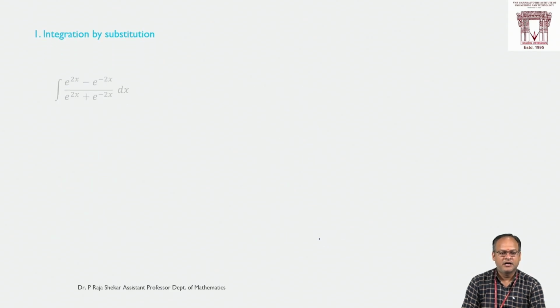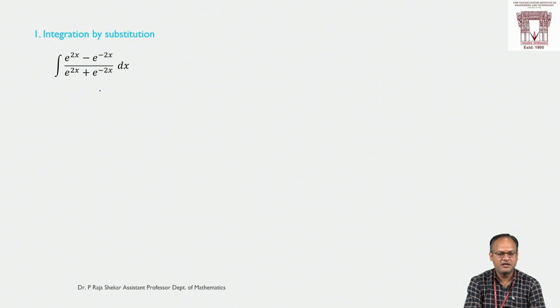Likewise, take another problem: the integration of e power 2x minus e power minus 2x divided by e power 2x plus e power minus 2x dx. By looking at the function, we should be in a position to identify some connection between the terms. One can be replaced by some t and the other by dt. Here, if you look, we can connect these two, the numerator and the denominator.